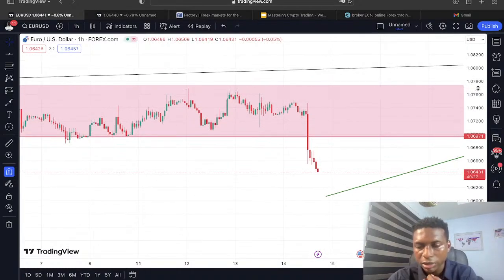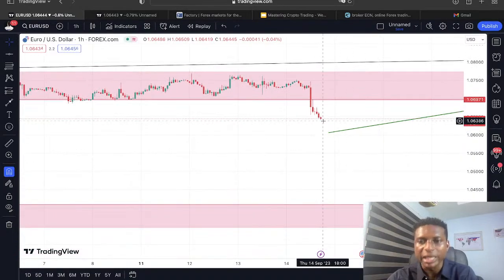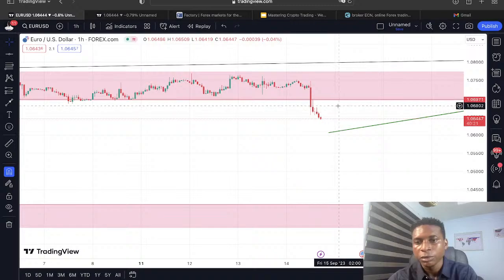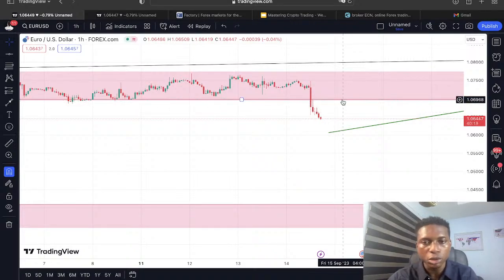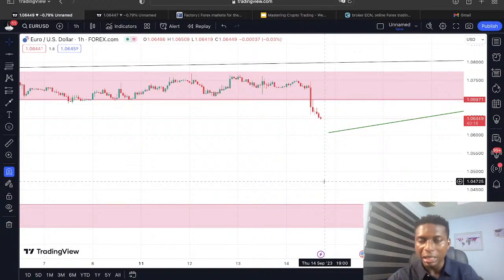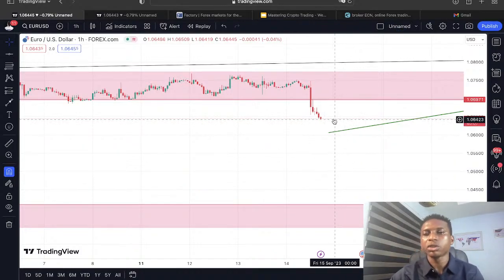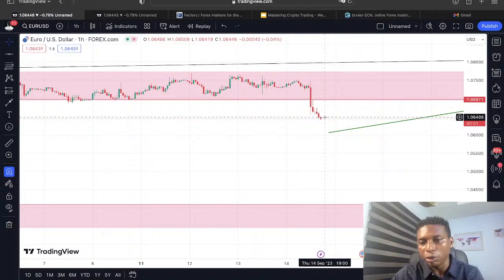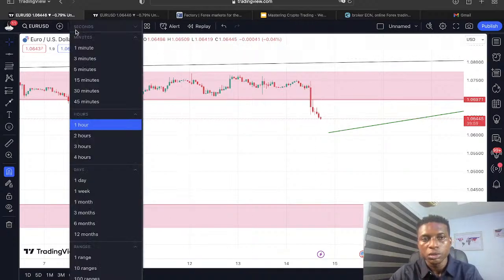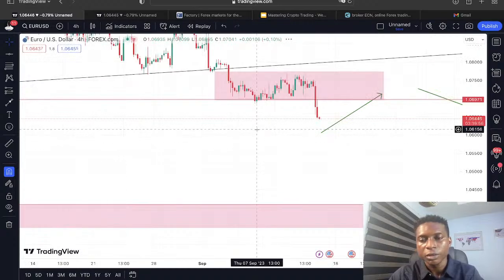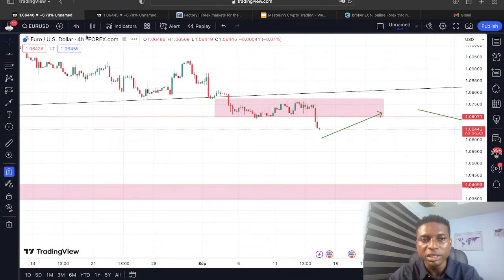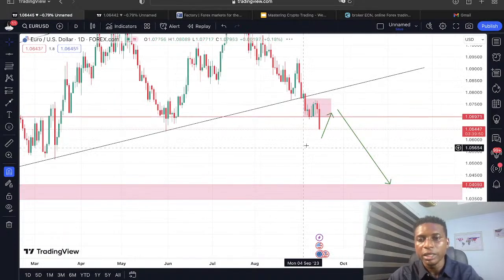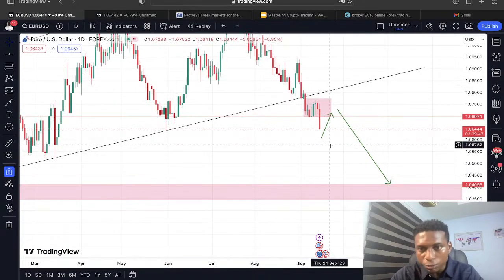Euro USD is a good sell from this level. If you are an intraday trader, which means you love to close your trade within a day and don't want to hold your trade for long, you can put your stop loss here and wait to see if price will retest. But if you are a swing trader, you can short from here, because in the long run, Euro USD would continue to fall.